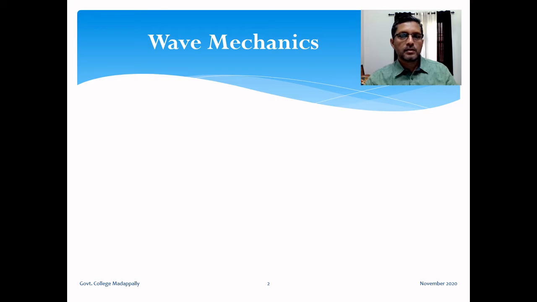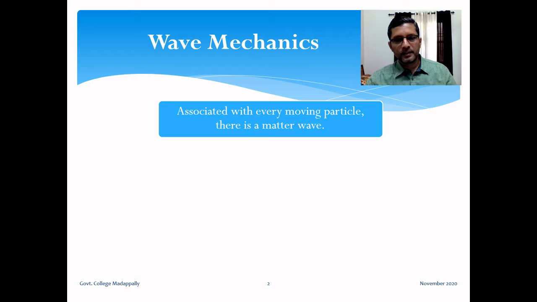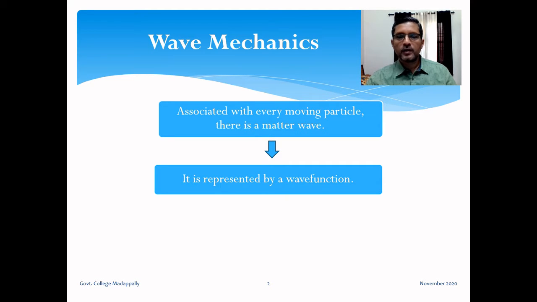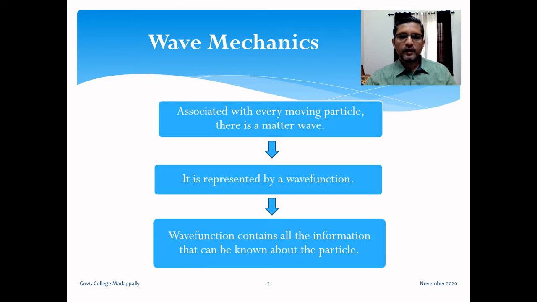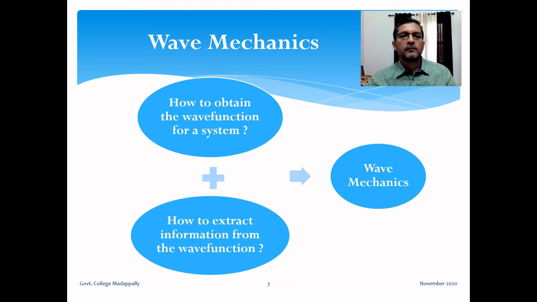Let us start our discussion on wave mechanics, which is a version of quantum mechanics. So let us consolidate our ideas so far. Associated with every moving particle, there is a matter wave, de Broglie's idea. And it is represented by a wave function, in general, a complex wave function. And the wave function contains all the information that can be known about the particle. So these are the two features in wave mechanics.